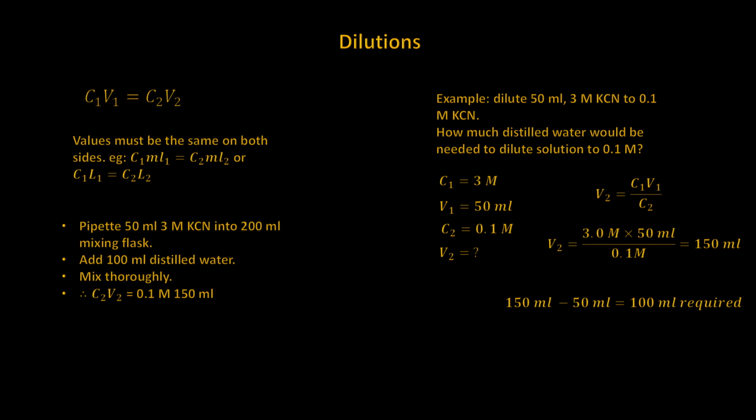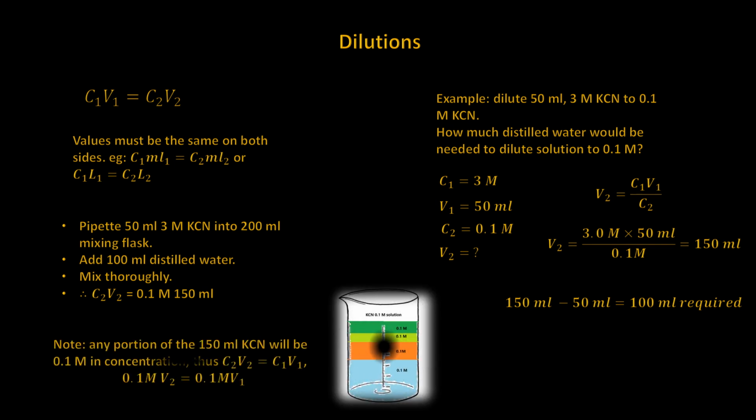100 ml of distilled water is then pipetted into the mixing flask and mixed thoroughly. The result should be 150 ml of 0.1 molar potassium cyanide. Note that any portion of the 150 ml of 0.1 molar potassium cyanide, that is C2V2, will have a concentration of 0.1 molar. Thus C2V2 will equal C1V1.